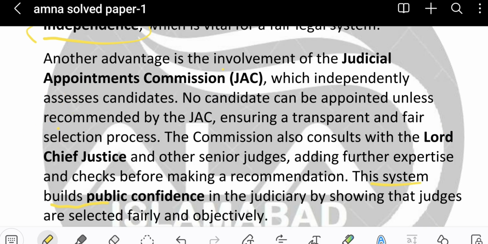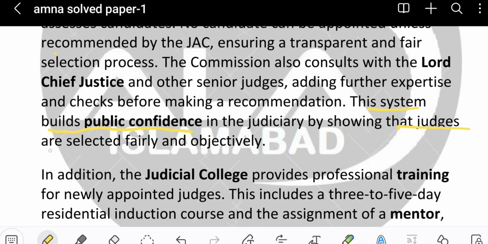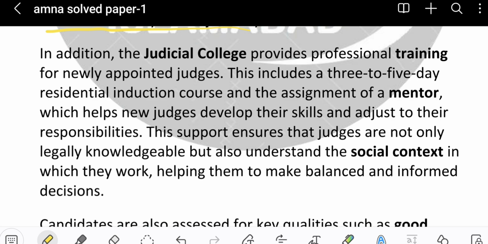This system builds public confidence in the judiciary by showing that judges are selected fairly and objectively. And the last line I've included is that this system ultimately brings a lot of public confidence in the judiciary, because every selection is based on fairness and justice. That's it. Now I'm going to move on to my next point.